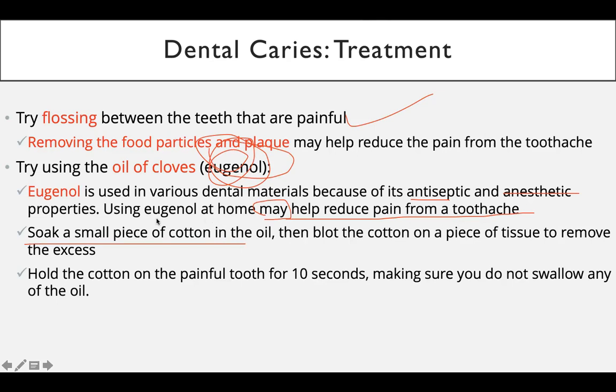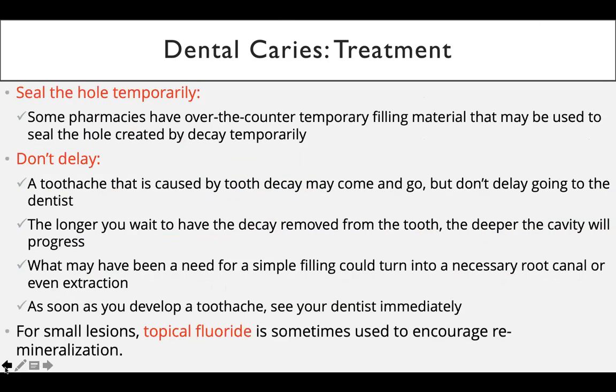How to use eugenol or oil of cloves? Soak a small piece of cotton in the oil, then dab the cotton on a piece of tissue to remove the excess oil, and hold the cotton on the painful tooth for 10 seconds, making sure you do not swallow any of the oil. Do you know cloves? There is a seed like peppercorn, and then clove. So that's a clove. So you have oil for that, eugenol, and this is the method to use eugenol. Perfect. It is black in color, remember?